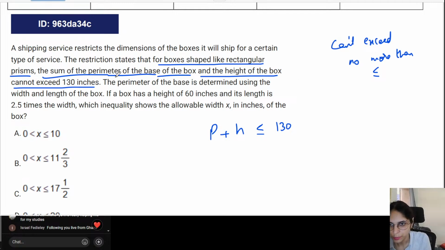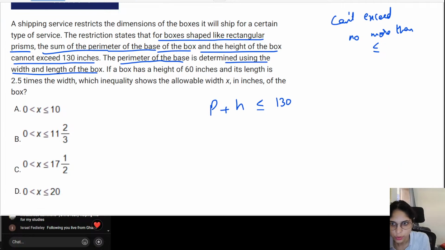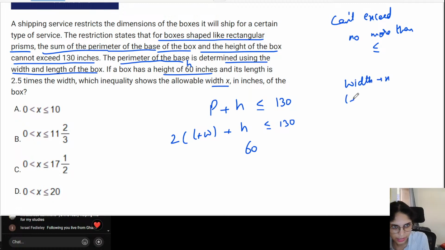Okay, so now we have to find out the perimeter and we have to find out the height. So the perimeter is determined using width and length. So the perimeter is going to be 2 times length plus width, plus height. Because the base is a rectangle, so the perimeter has to be 2 times length plus width. If a box has a height of 60 inches, so h is 60. Length is 2.5 times width. Width is x. So if width is x, length is 2.5 times width, that is 2.5x.